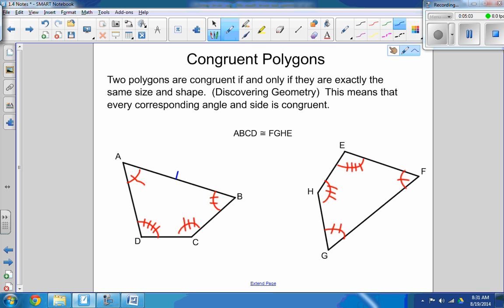So side AB, FG, CB, and so forth. So congruent polygons means every angle and every side is congruent on the corresponding polygons.